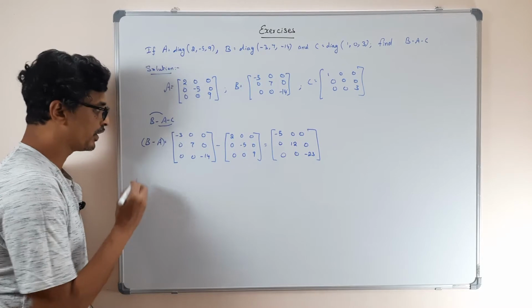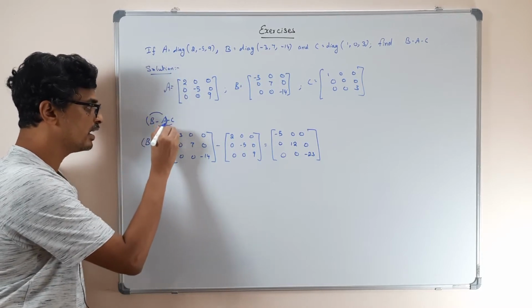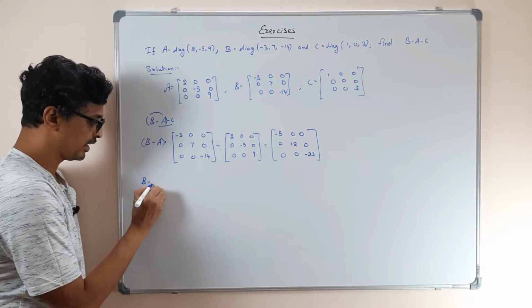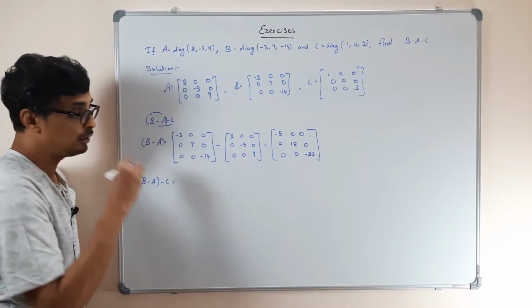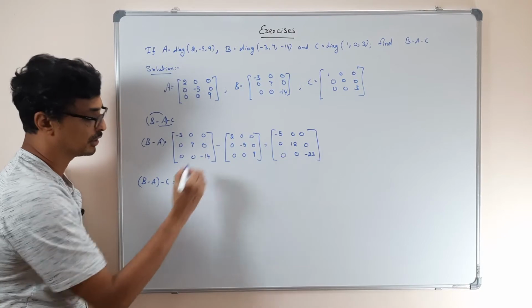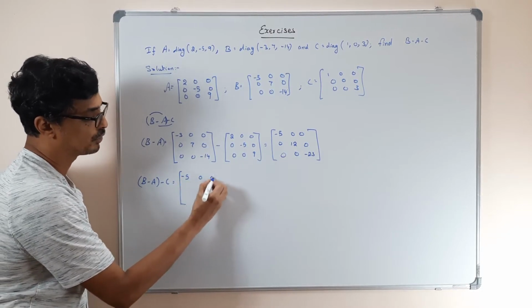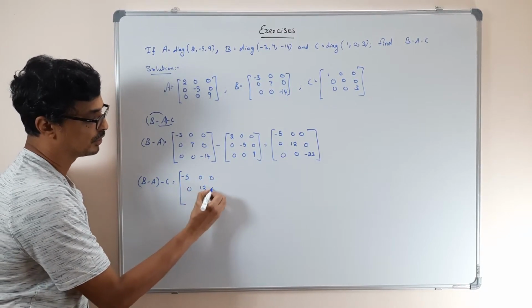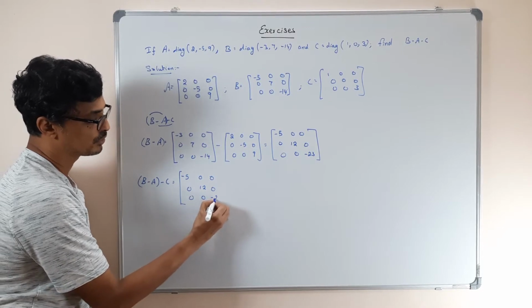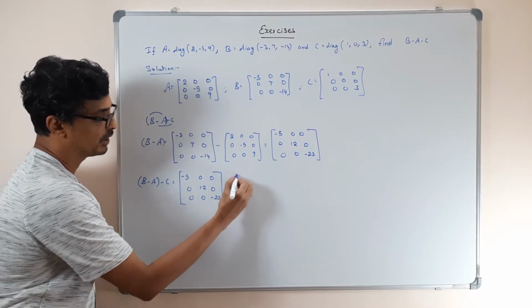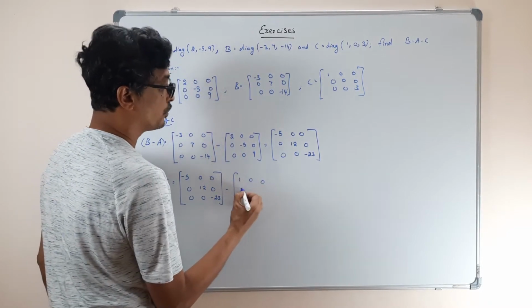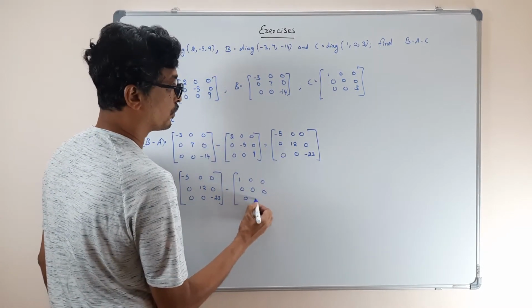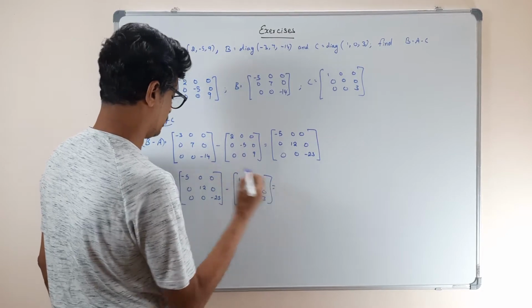So then we have to find out, I am taking B minus A and then minus C. That's what you have to find out, right? What is B minus A? We just got it. Minus 5, 0, 0, 0, 12, 0, 0, 0, minus 23, minus what is C? 1, 0, 0, 0, 0, 0, 0, 0, 3. So this should be simple, right?